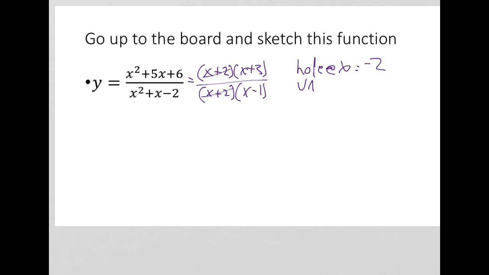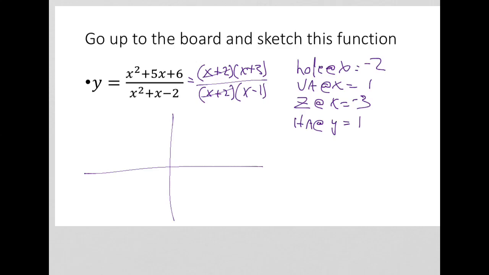We have a vertical asymptote at x equals positive 1. We have a 0 at x equals negative 3. And we have a horizontal asymptote at y equals positive 1. So let's put all this together now.